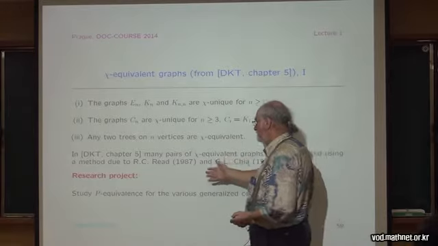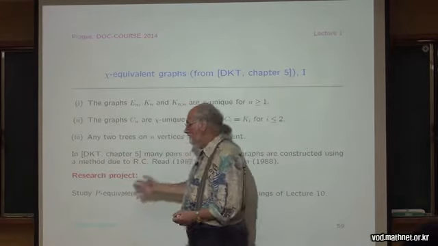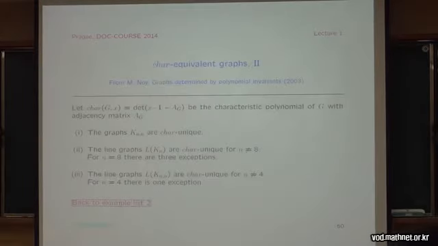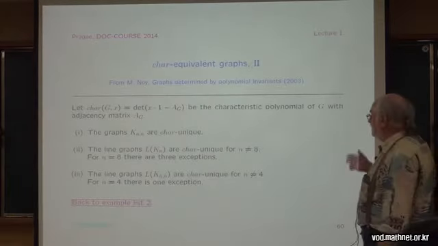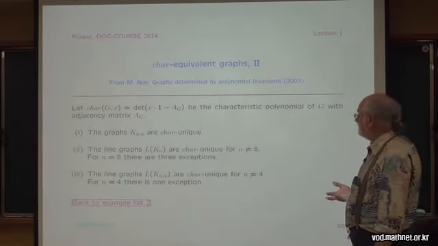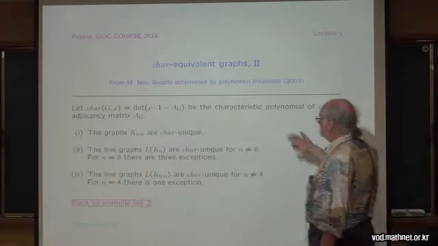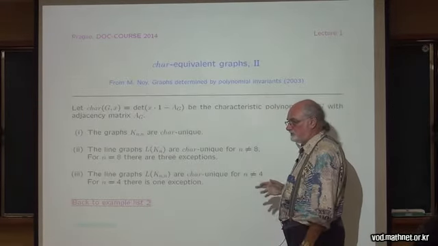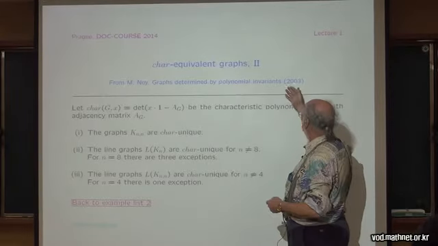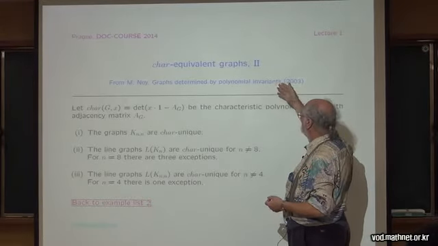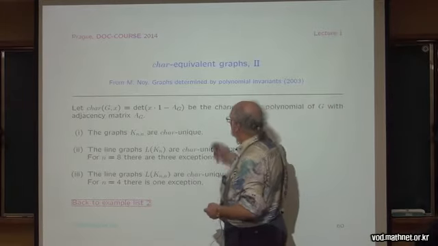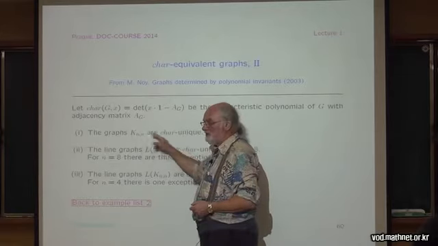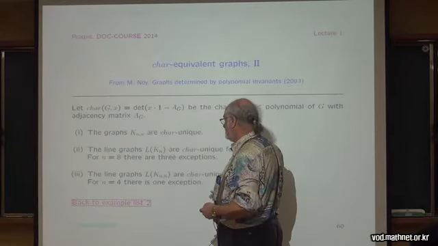And you can go to this book by Dong, Koh and Teo, and you find many, many such statements. For the characteristic polynomial, this appears in a paper by Noy. Now, Noy has a very good name. He has very good papers in graph theory. Anyhow, he has a paper, graphs determined by polynomial invariants, and he looks at the characteristic polynomial. And he shows that K_{n,n} is unique for the characteristic polynomial.